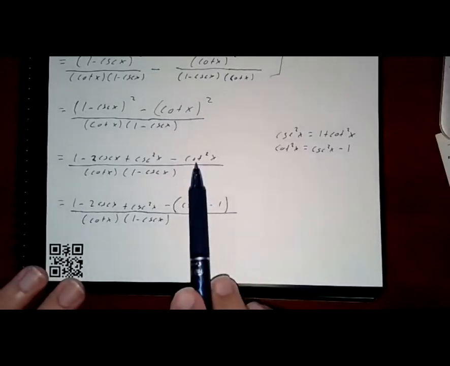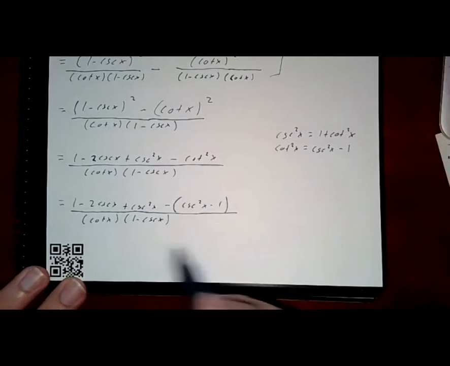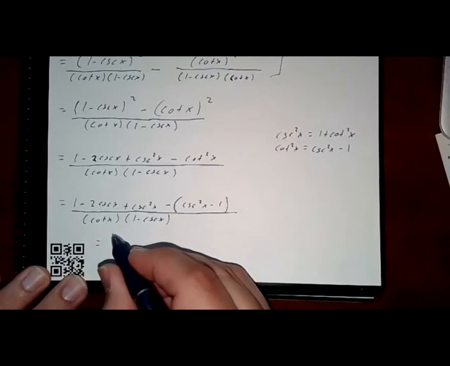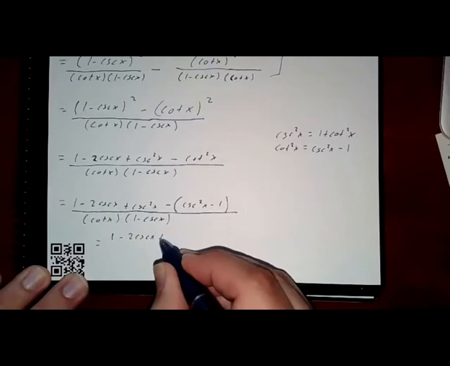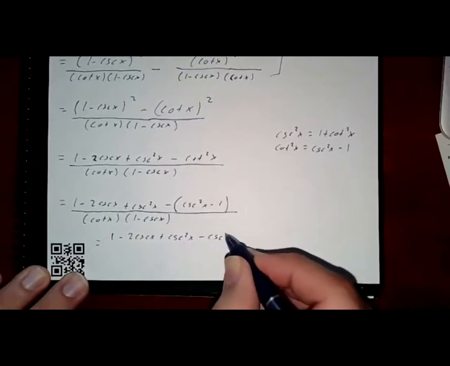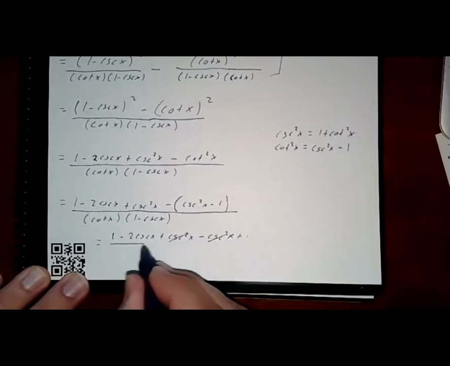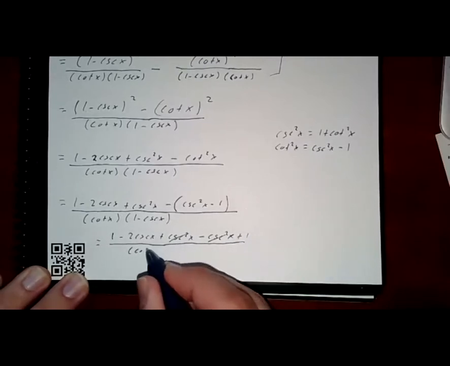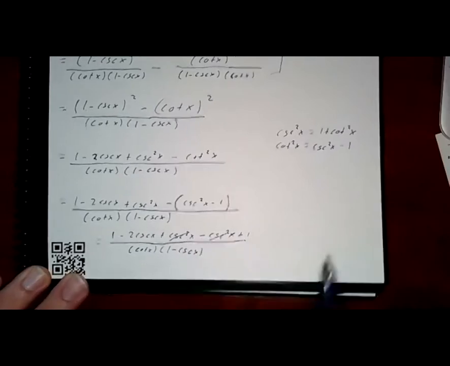See what I did, right? We substituted this. So then, running out of space, you get 1 minus 2 cosecant plus cosecant squared x minus cosecant squared plus 1. So these will cancel. Same, the denominator hasn't changed.